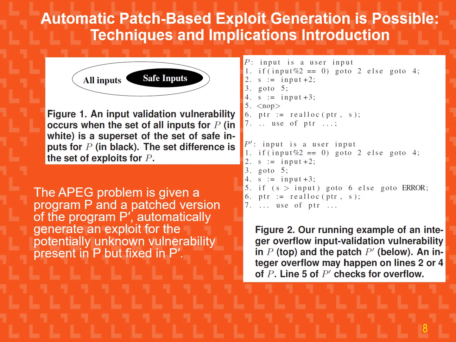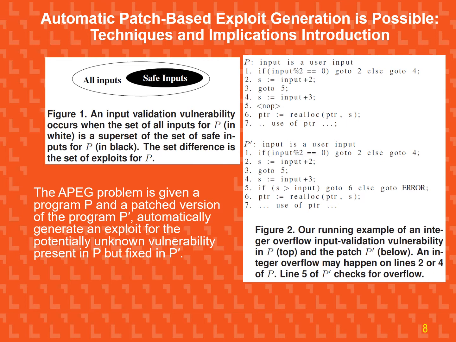They focus on input validation vulnerabilities, in which the set of inputs accepted by P is a superset of the safe inputs for P. Figure 1 visualizes the intuition where the set of safe inputs is a subset of all P inputs. The difference between the safe and all inputs accepted by P is the set of exploit inputs.